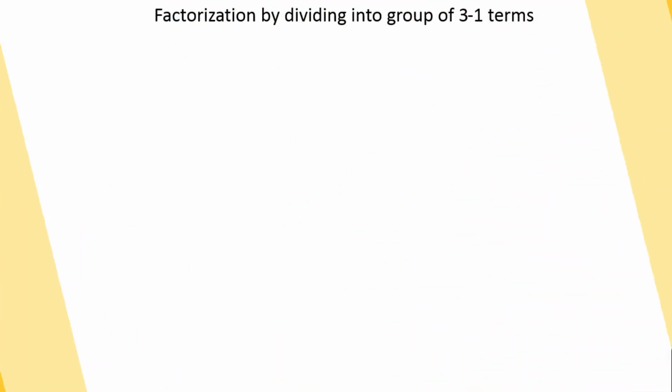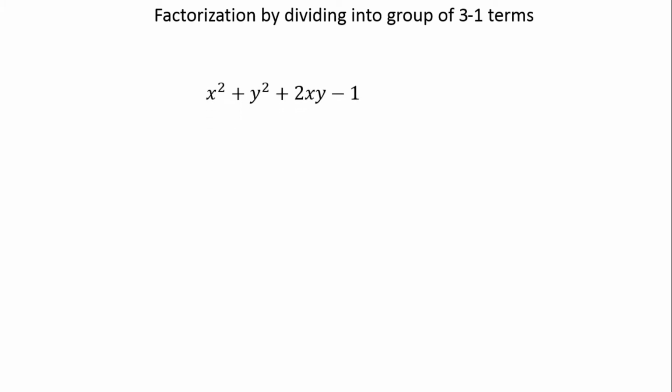Okay, so let's start today's topic. We have today's topic as factorization by dividing into groups of 3 and 1 terms. So we are going to factorize the 4 terms algebraic expression, and first of all we will learn to factorize this algebraic expression by dividing them into 3 and 1 terms, means first 3 terms and last 1 term, like this. So if we focus on these first 3 terms, then we have here x square plus y square plus 2xy.